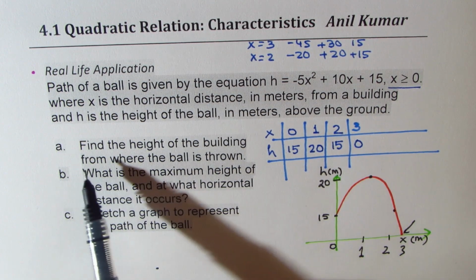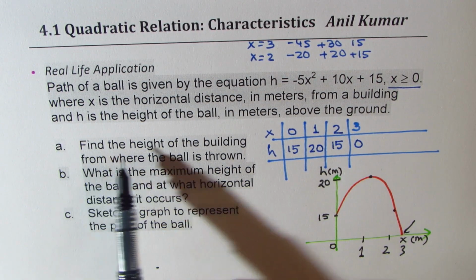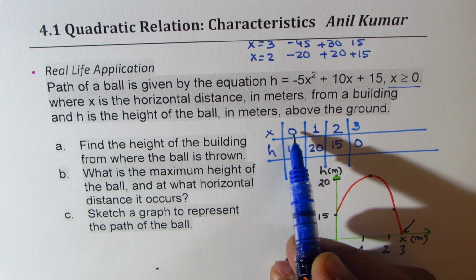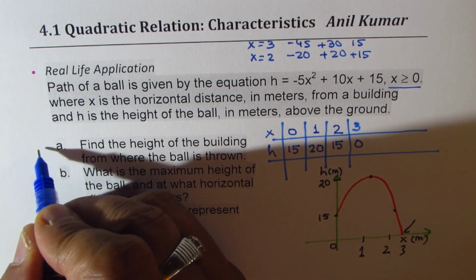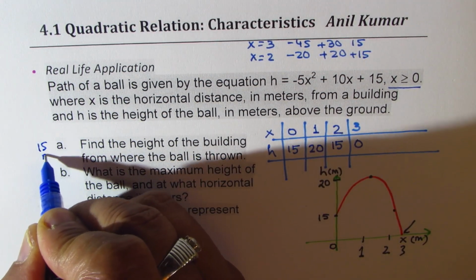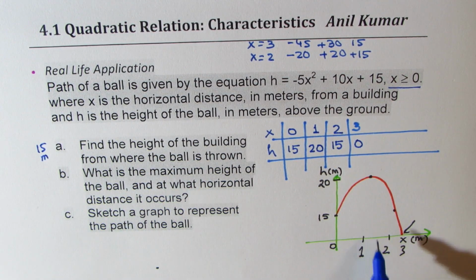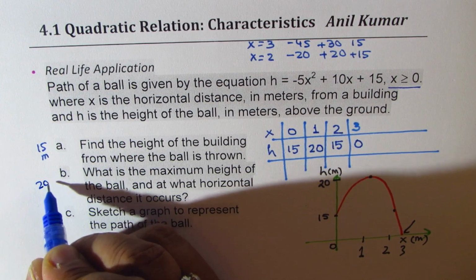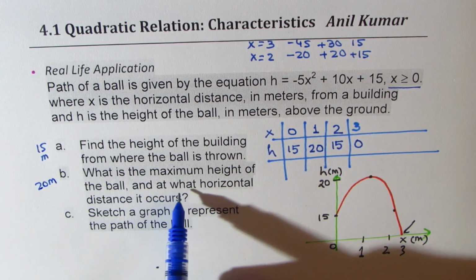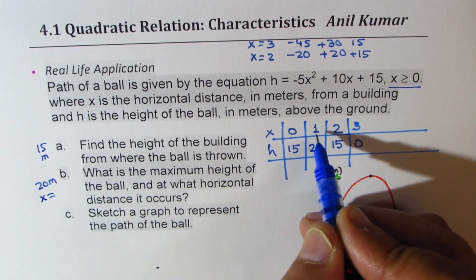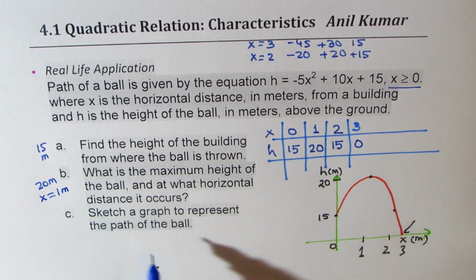Is it okay? Let's answer the questions. Find the height of the building from where the ball is thrown. Clearly it is 15 when distance is 0. So this is 15 meters. Second, what is the maximum height of the ball? 20 meters. Part B also asks at what horizontal distance it occurs? At x equals 1 meter. And C, the graph is right before you.